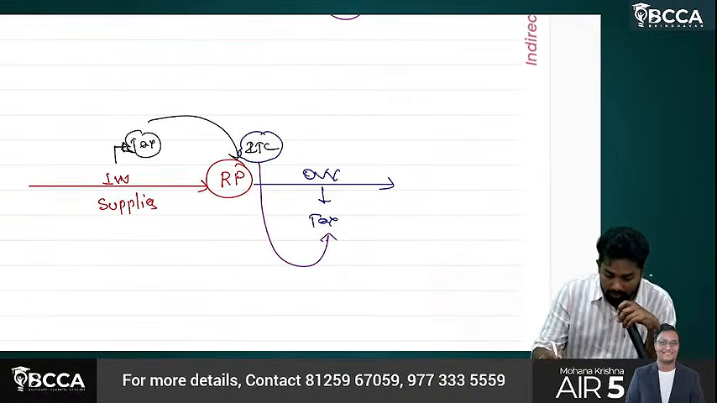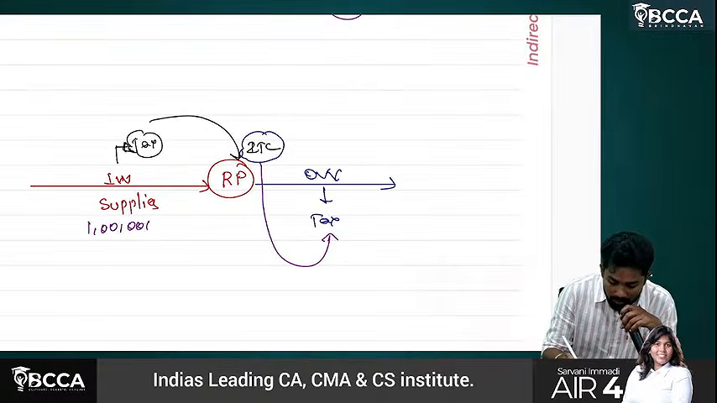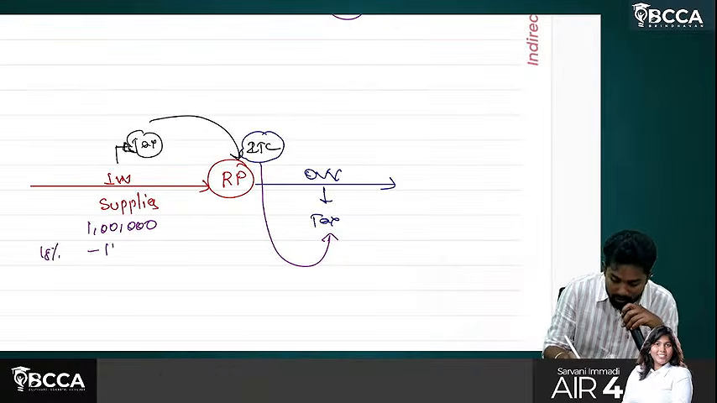So let me give an example also here. Let's say the inward is 1 lakh. On this the tax rate is 18%, how much?